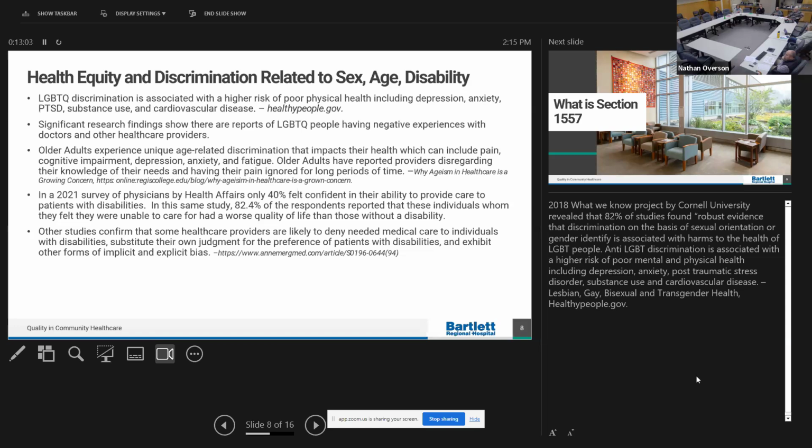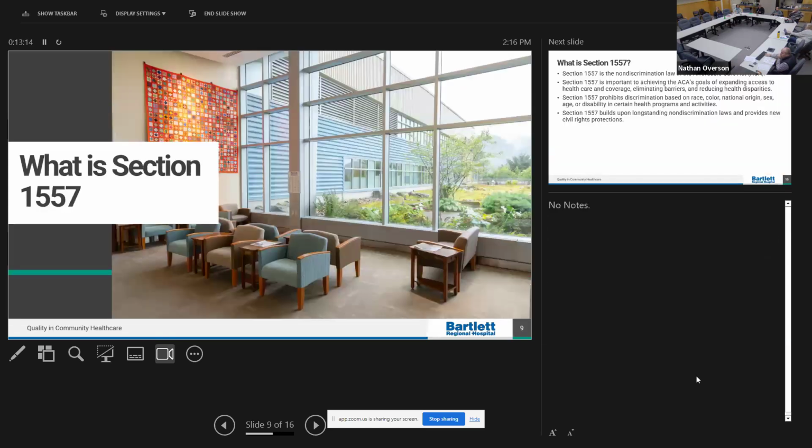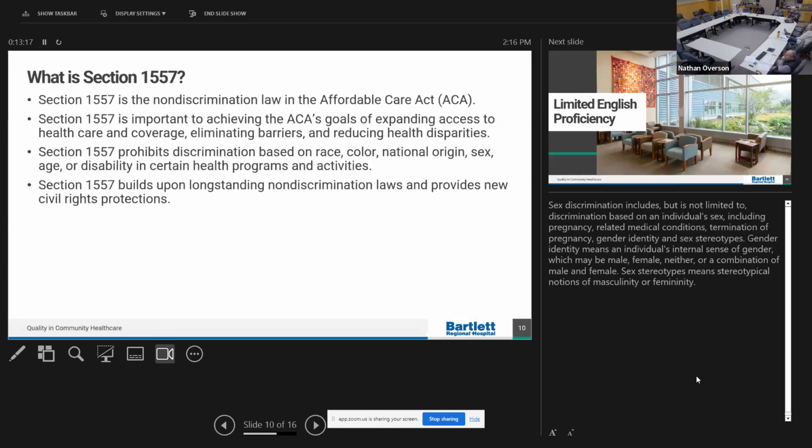So this is the background of why Section 1557 is in the code and why it's important. And what is it? 1557 is the non-discrimination law, part of the Affordable Care Act. It was added when the Affordable Care Act came in 2016, and they made some expansions on it. The goal is to expand access, eliminate barriers, and reduce health disparities.